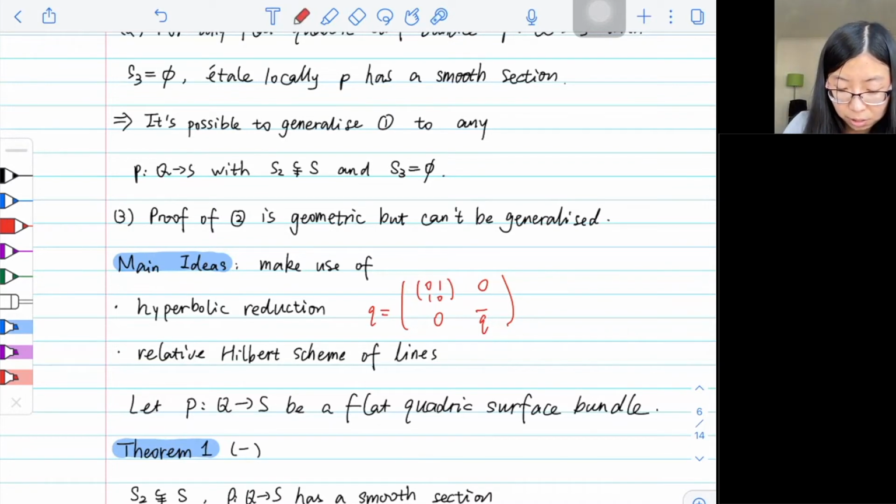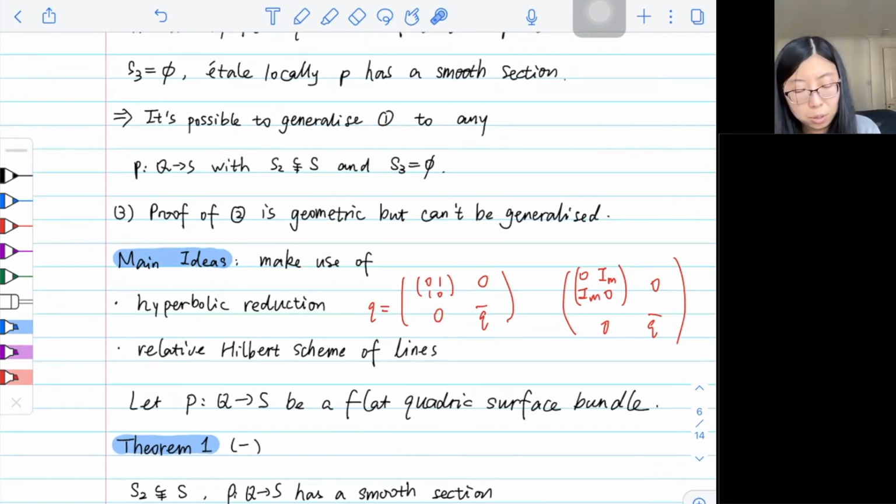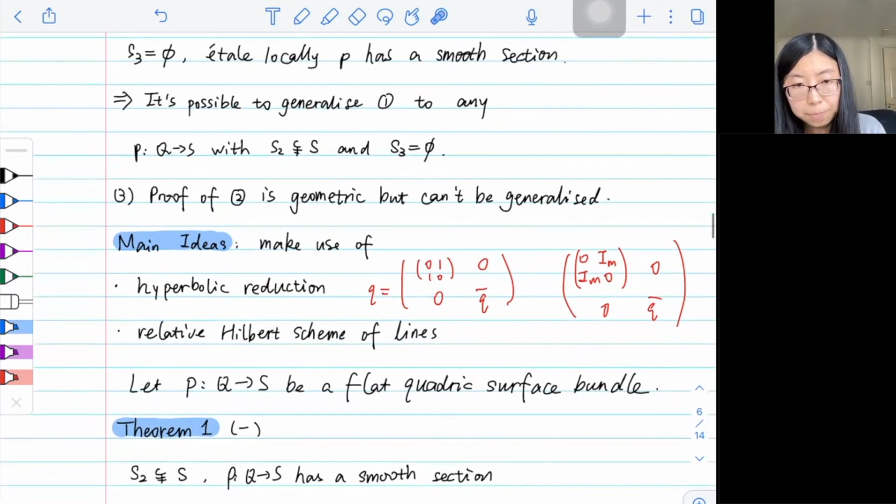In general, you could have something of bigger rank. Then you expect to have a submatrix of this type, and when you do the reduction, you're just removing this part. And the other thing is that for quadric surfaces, the derived category has a very close relation to the relative Hilbert scheme of lines. So we can also make use of this for the argument.